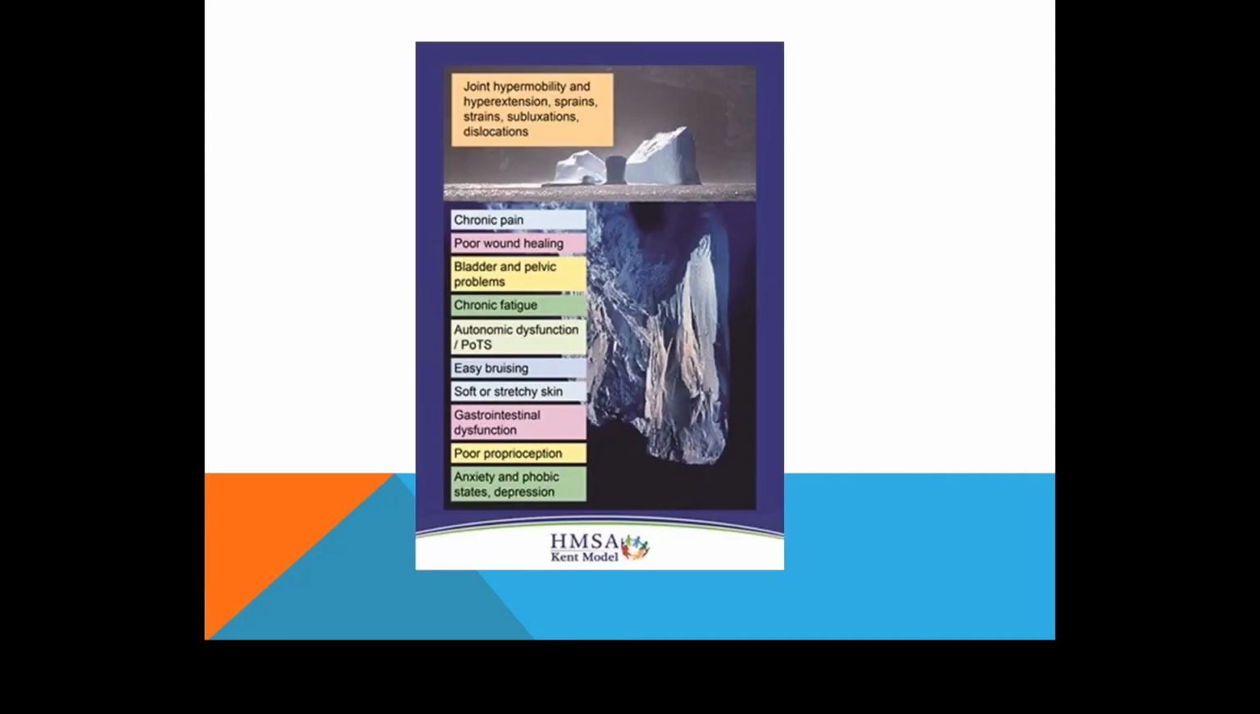So here's a really helpful image just to emphasise that there is often lots going on in patients with hypermobility, and not all of it is seen. So often the top of the iceberg is what we see around the musculoskeletal system, the sprains, strains, subluxations or dislocations, but often patients have a lot of other problems going on unseen.